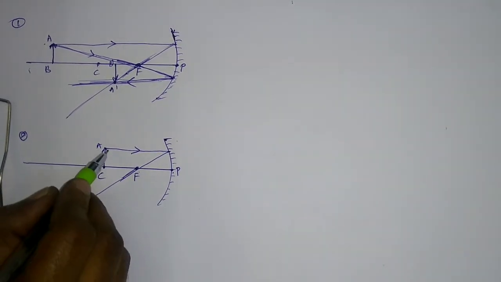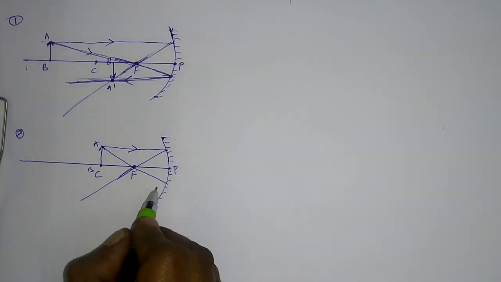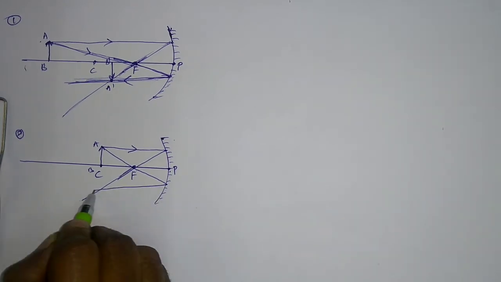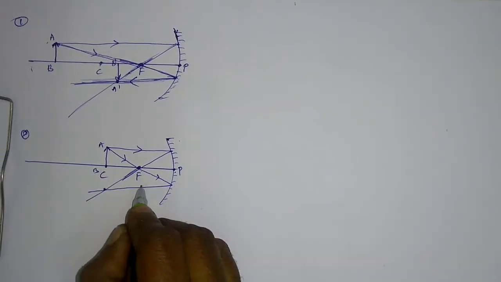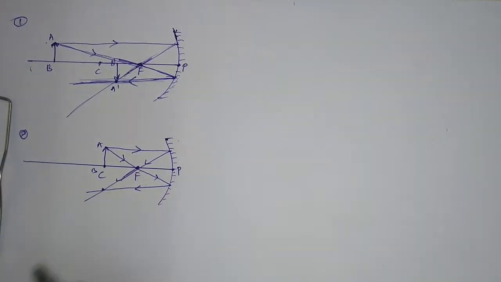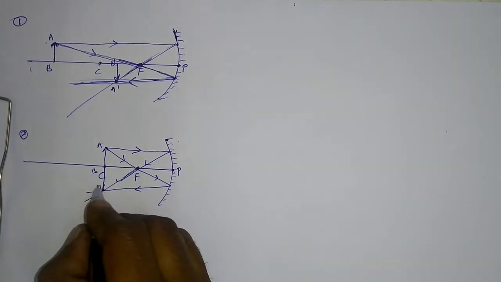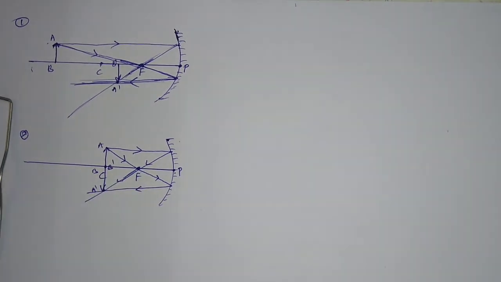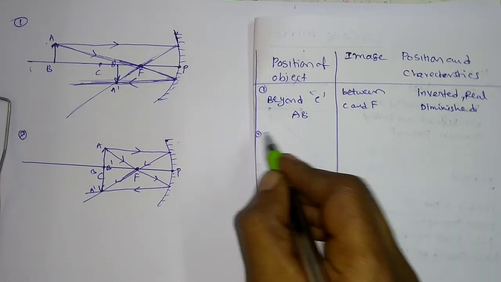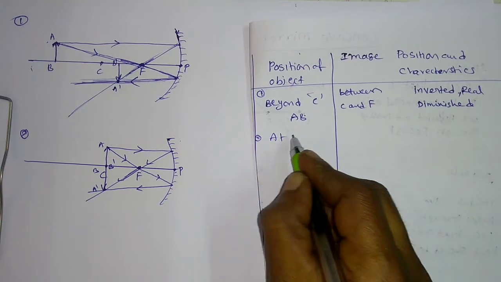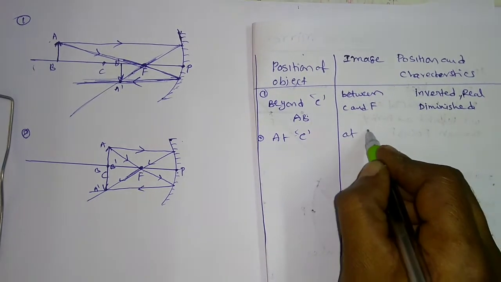Another ray should pass through the focal point. As we know, whenever the light ray passes through the focal point, it becomes parallel to the principal axis. So if you observe, these two rays are really meeting. Then you can observe the image A dash and B dash. This is point number two. The object is at the center of curvature C, and the image is formed at C only.